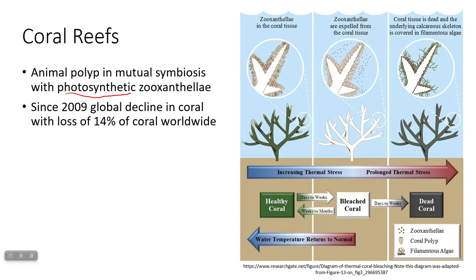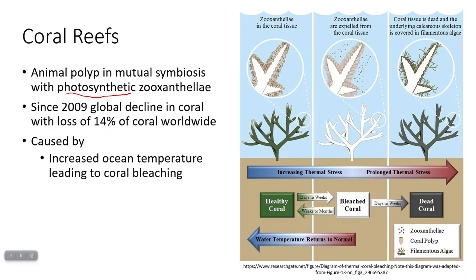But since about 2009, we've lost about 14% of the corals in the entire ocean. So the causes of this are, well, one thing is increased ocean temperatures. As climate change continues and global surface temperatures rise, that results in an increase in the ocean's temperature as well. So here we see what happens with prolonged thermal stress.